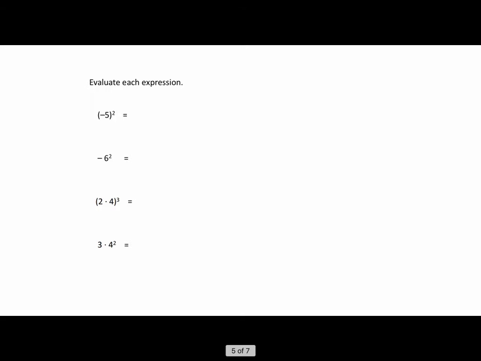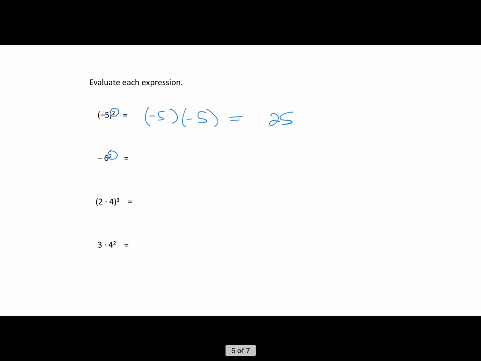So let's evaluate some exponential expressions. So the base here is what the exponent is touching. So this superscript 2 is touching the parenthesis, right? So the parenthesis is the base, everything in the parenthesis. So this tells us to multiply negative 5 times itself 2 times. Well, 5 times 5 is 25. Same sign, so positive.